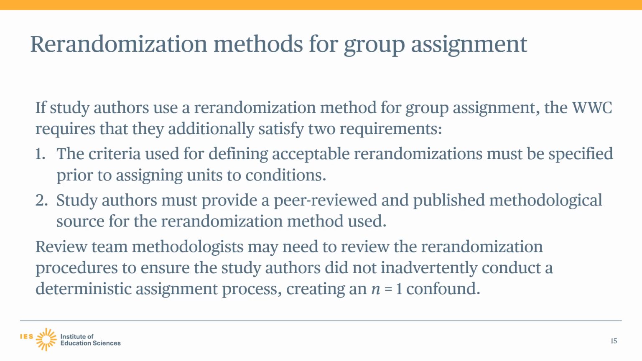First, the criteria the researchers used for defining acceptable re-randomizations must be specified before assigning units to conditions. For instance, this requirement would be satisfied if a research team established an empirical threshold on a measure of group differences for acceptable randomization before assigning units to conditions. The second criterion is that study authors must provide a methodological source for the re-randomization method they used, and that source must be published in a peer-reviewed outlet.